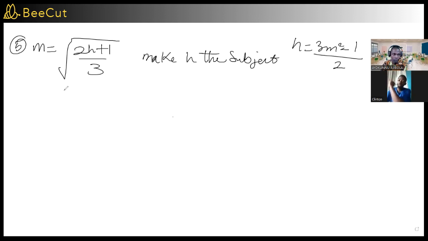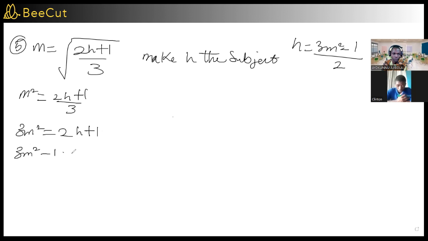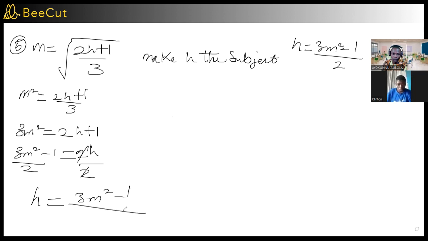Okay, let's try and see. Now here, square both sides. So M squared is 2H plus 1 over 3. And when you multiply by 3, you have 3M squared equals 2H plus 1. Then you have 3M squared minus 1. That's correct. Then we have H equals 3M squared minus 1 all over 2.